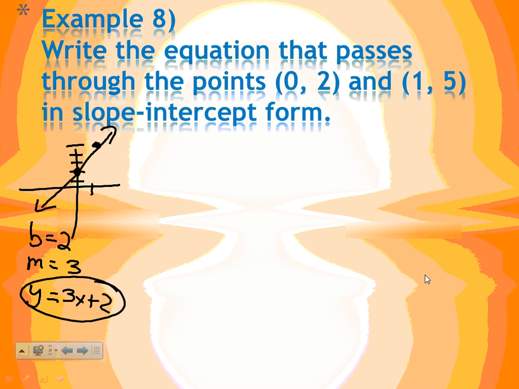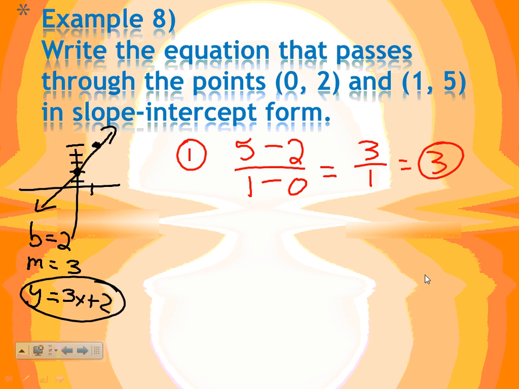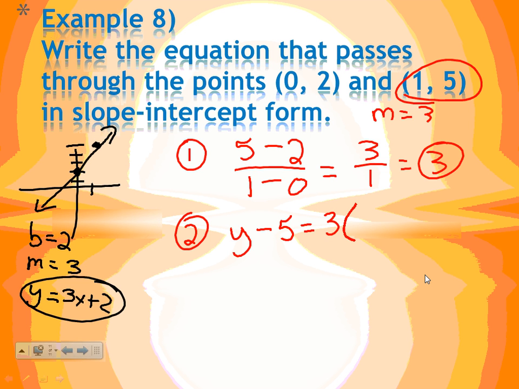So, here we go. First of all, you would do 5 minus 2 over 1 minus 0. So it'd be 3 over 1, which is 3. Okay. Then you know point slope. Which point do you use? It doesn't matter. Which one do you want to use? 1, 5? It doesn't matter. You can use the other one. So y minus 5 equals 3, the slope, times x minus 1.